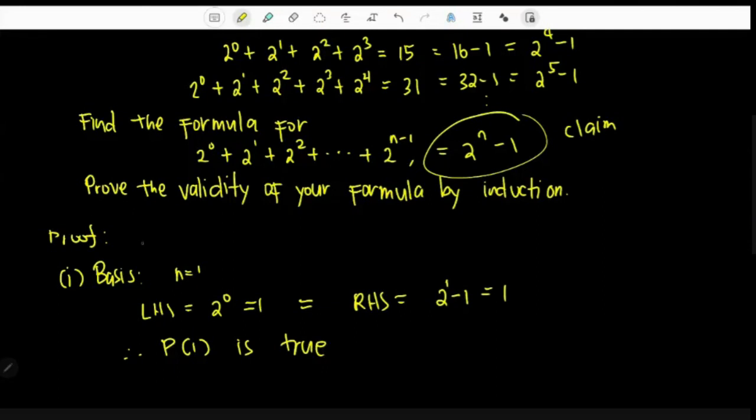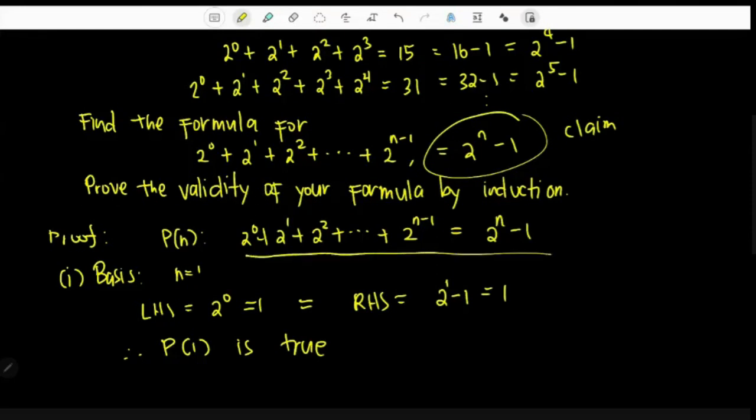By the way, our statement is this. Our P of n is a statement of our formula. So that's 2 to the 0 plus 2 to the 1 plus 2 to the 2 and so on, up to 2 to the n minus 1, is equal to 2 to the n minus 1. That whole statement is our proposition, the formula.